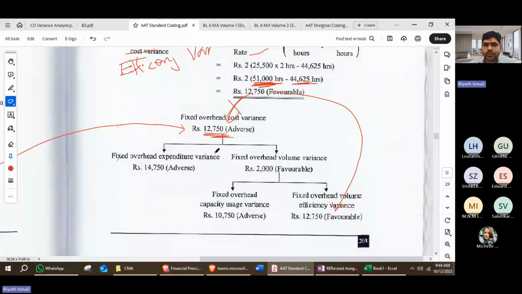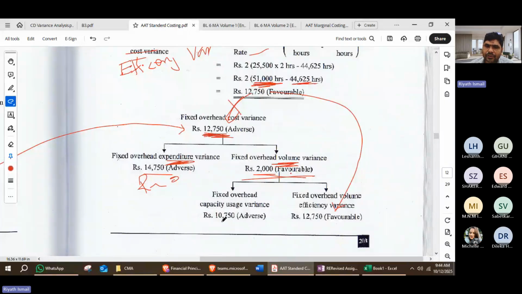It should be divided into two. The root cause of this 12,750 is coming from fixed overhead expenditure variance, so due to the rate differences, and fixed overhead volume variances, right? Volume variance here 14,750, 2,000. This is favorable. This is adverse. So therefore, adverse supersedes. So that's 12,750. So this 2,000 favorable is caused by fixed overhead capacity variance and fixed overhead volume variance.